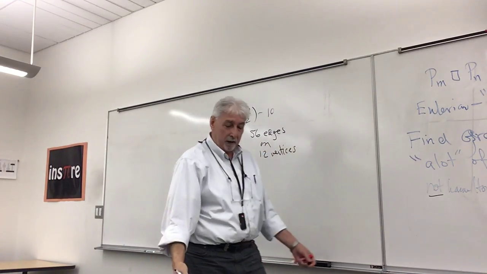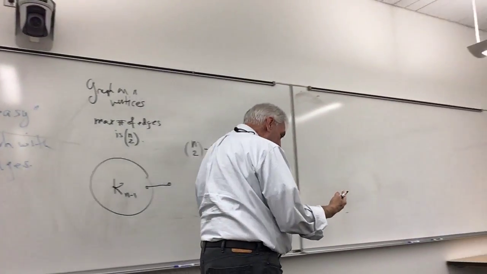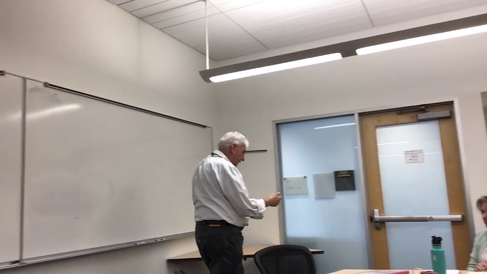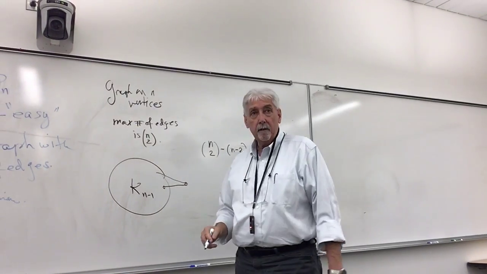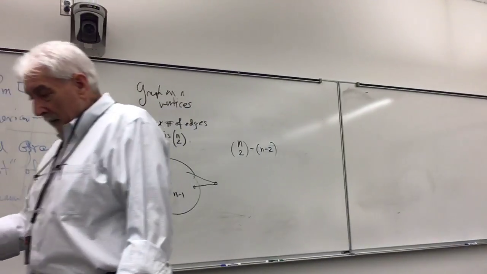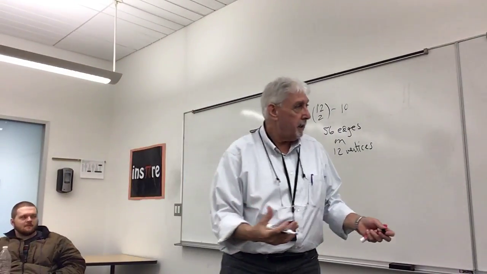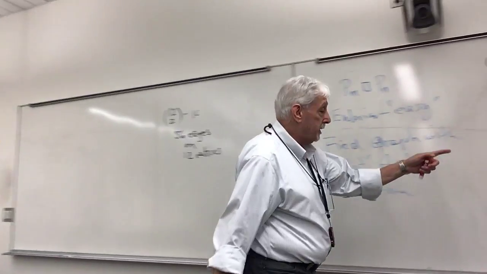That's a lot of edges. So in fact, it's kind of disappointing that I can have a lot of edges and still not be Hamiltonian. But if I add one more edge, then I'm there. But we need other results. I mean, that's just a little too much to ask. There aren't too many graphs with this many edges.